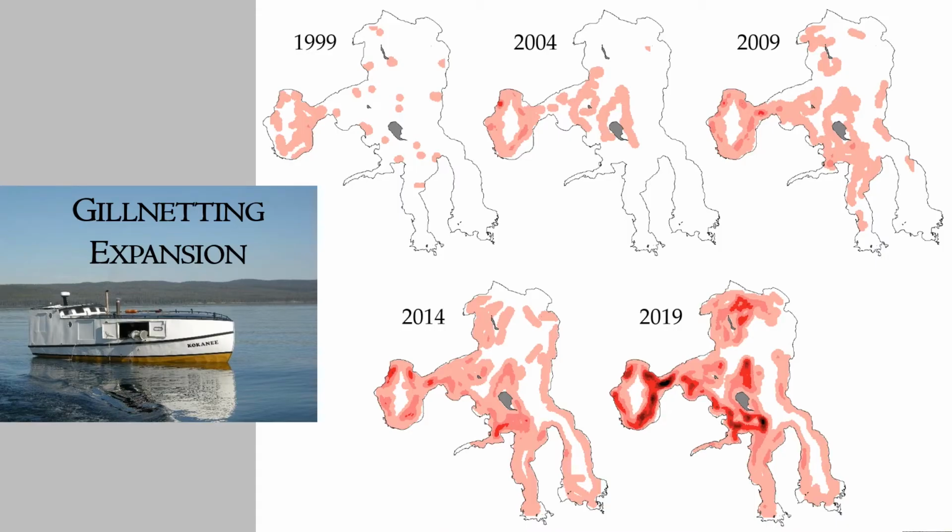Over time, the gill netting program progression has looked like this from the 1990s in the top left through 2019. The red color indicates the concentrations of gill nets set across Yellowstone Lake over time and the expansion lake-wide, and then in the intensity of the netting by the darker shades.